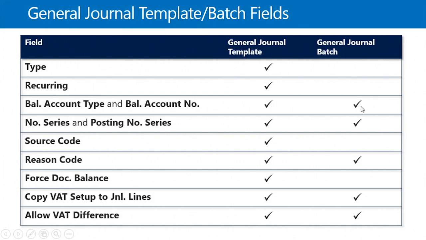Now all these fields are inherited, which means by default that the values that we have on the template are inherited when you create a journal batch, but with the flexibility to change them. So you can modify, for example, the number series on a journal batch as opposed to the one that you use on the journal template.